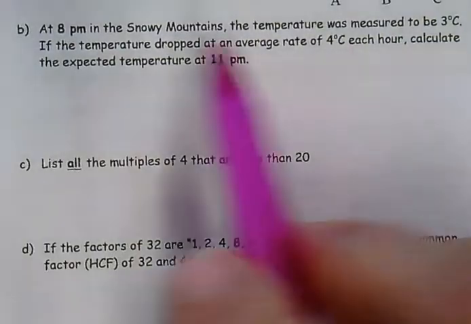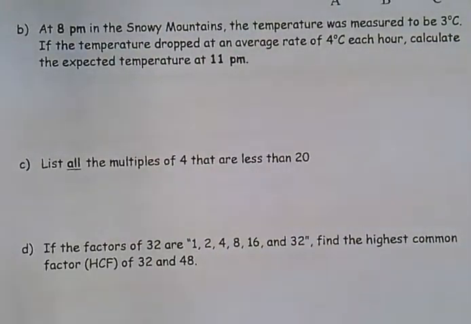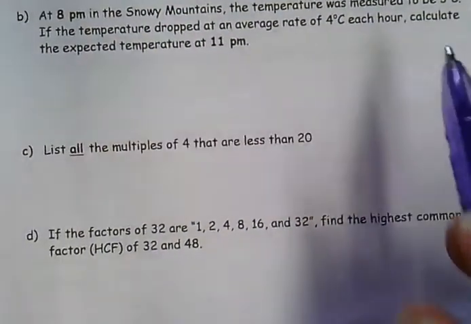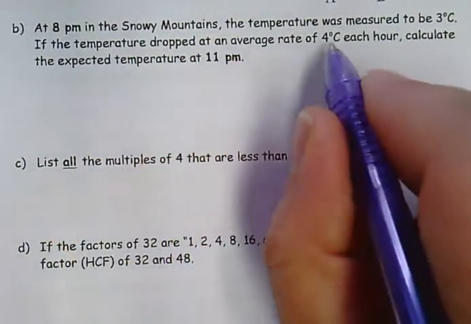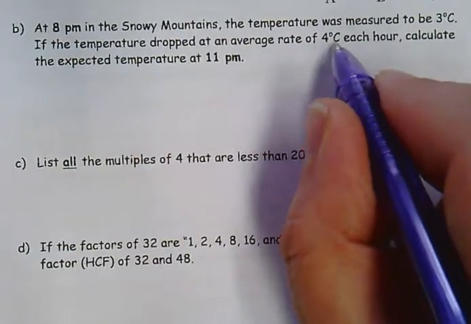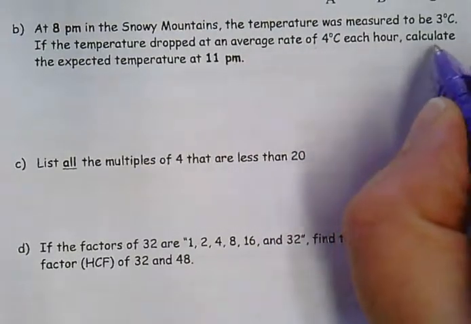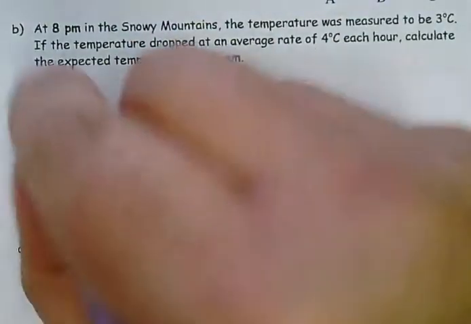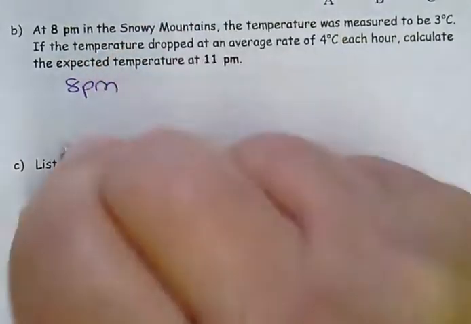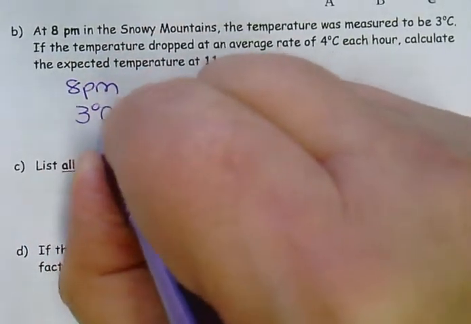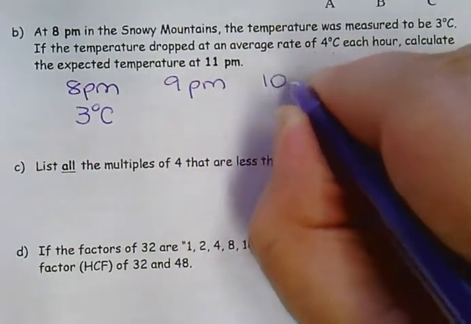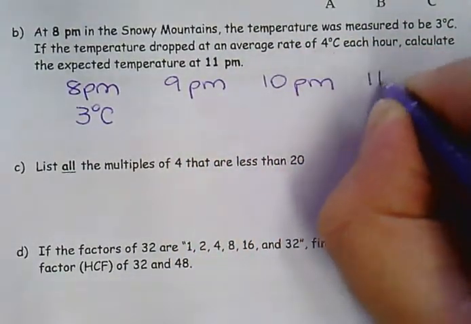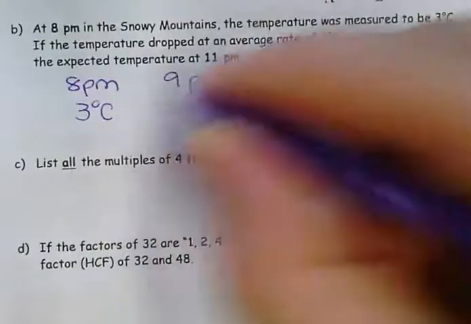Now, question B. At 8 p.m. in the snowy mountains, the temperature was measured to be 3 degrees. If the temperature dropped at an average rate of 4 degrees each hour, calculate the expected temperature at 11 p.m. So at 8 p.m., the temperature is 3. And at 9, it's going to have dropped 4. And at 10, it's going to have dropped another 4. And at 11, it's going to have dropped 4.